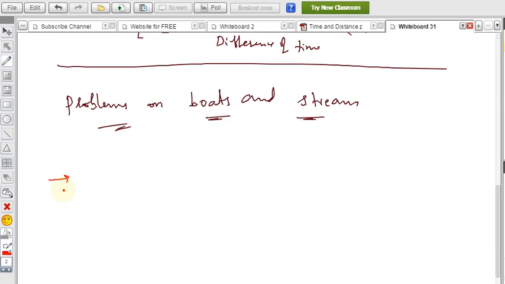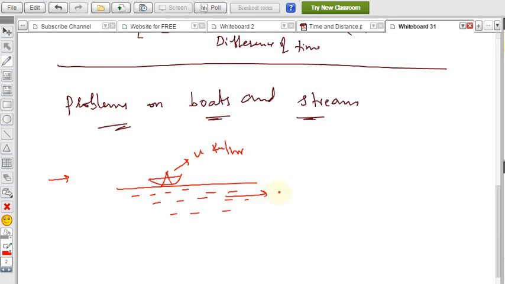If the speed of the boat in still water is u and the speed of the stream is v. Now when the boat is traveling, the speed of the boat will be there. The speed of the boat in still water, meaning when the water is not moving at all, is u kilometer per hour, and the speed of the stream, the water speed, is v kilometer per hour.